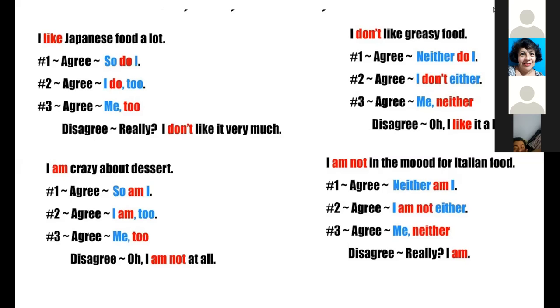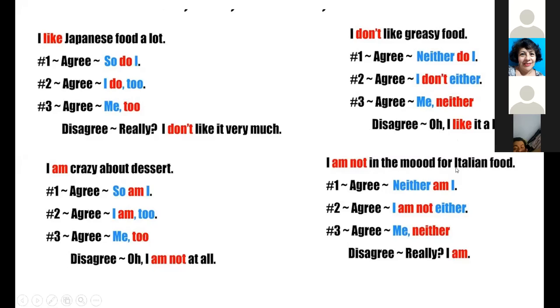Let's see. I don't like greasy food. Number one, agree, neither do I. Remember that this is a negative, right? I don't either. Agree, me neither. Disagree, oh, I like it a lot. Look, disagree, but in an affirmative way, right?